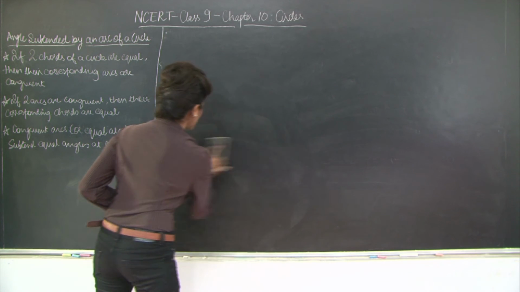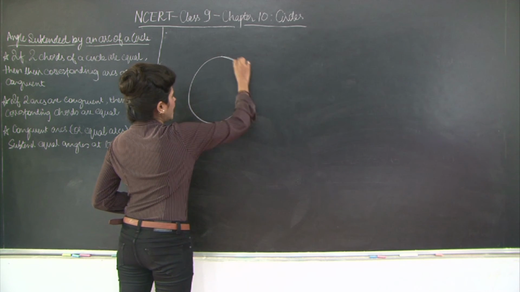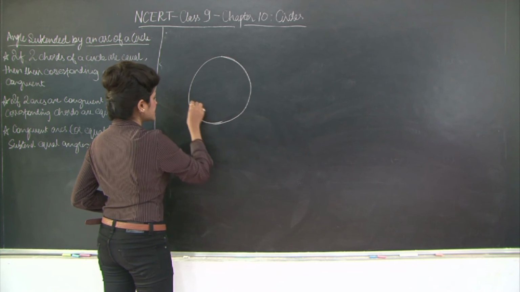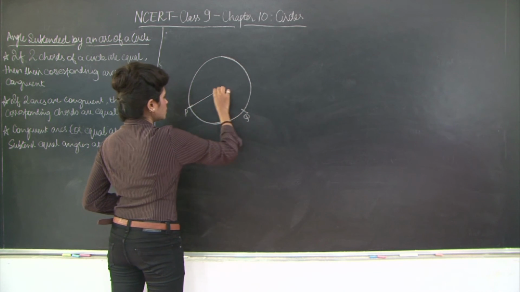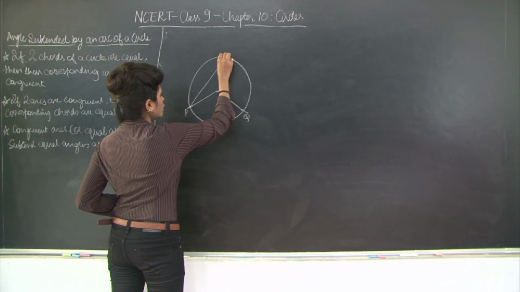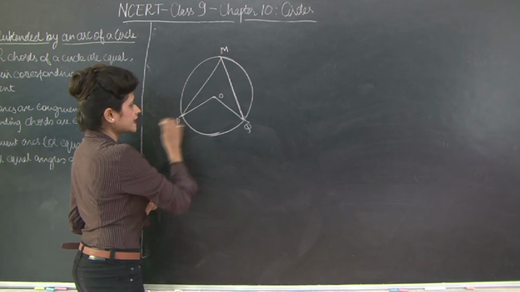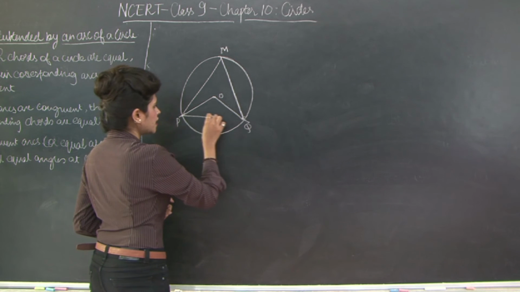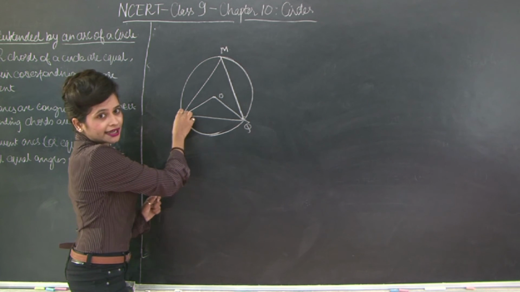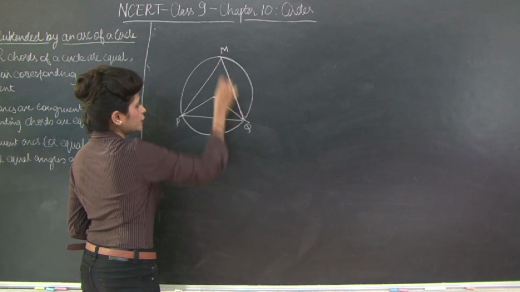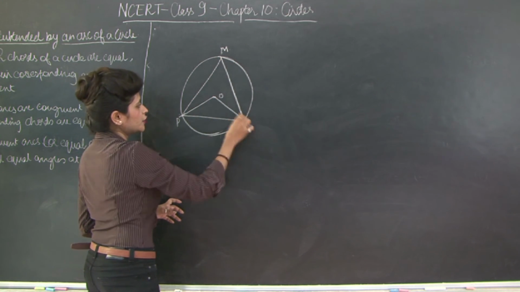So again, I am going to redraw the figure. Okay. I have, let's say, minor arc PQ subtending an angle at the center O, so angle POQ, and one angle at the circumference, angle PMQ, is the angle subtended at the circumference. So if I join these points of my arc P and Q, what will I get? That angle PMQ is subtended at the arc in the segment PMQP.